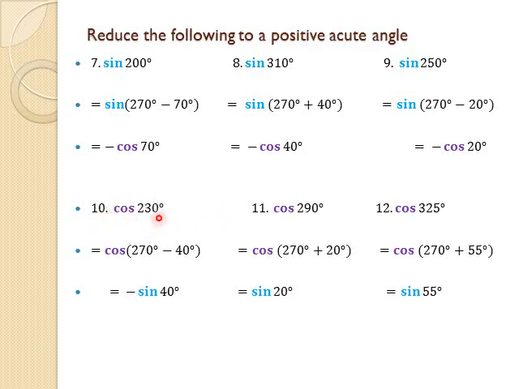Cos 230, 230 falls in the third quadrant, right? In the third quadrant, cos of 270 minus 40. Third quadrant, cos is negative, but 270 changes cos to sine 40. 290 degrees falls in the fourth quadrant. Fourth quadrant becomes cos of 270 plus 20. Right, in the fourth quadrant, cos is positive, but 270 changes cos to sine 20.